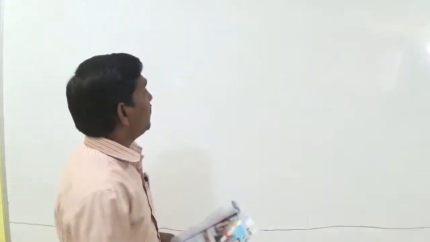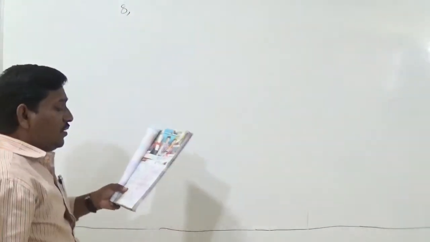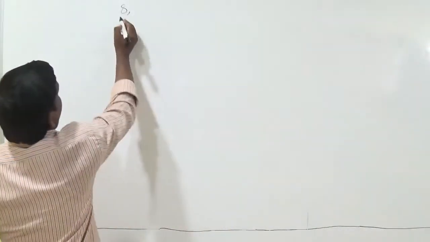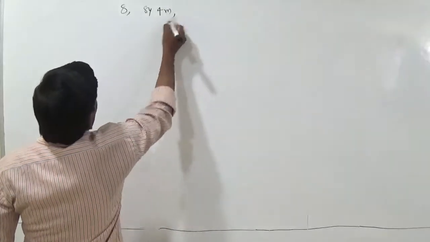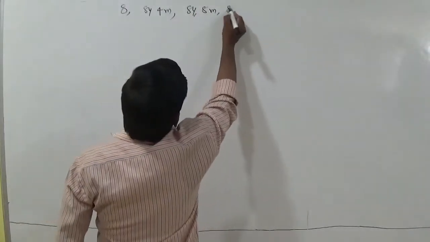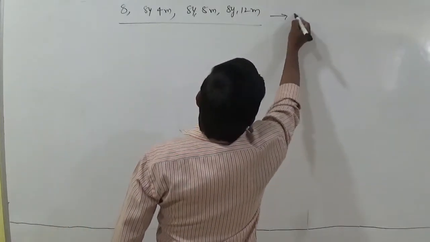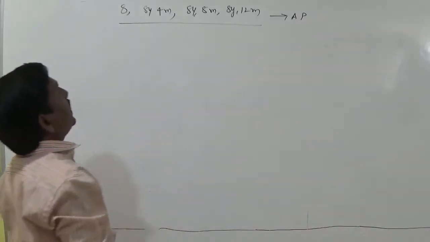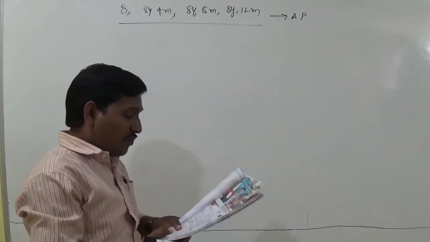The age of the first boy is 8 years, and the common difference being 4 months. What is the common difference? 8 years, and 8 years 4 months, and 8 years 8 months, and 8 years 12 months. They are in AP. Here what is asked? The number of boys. Okay, the sum of ages is also given.